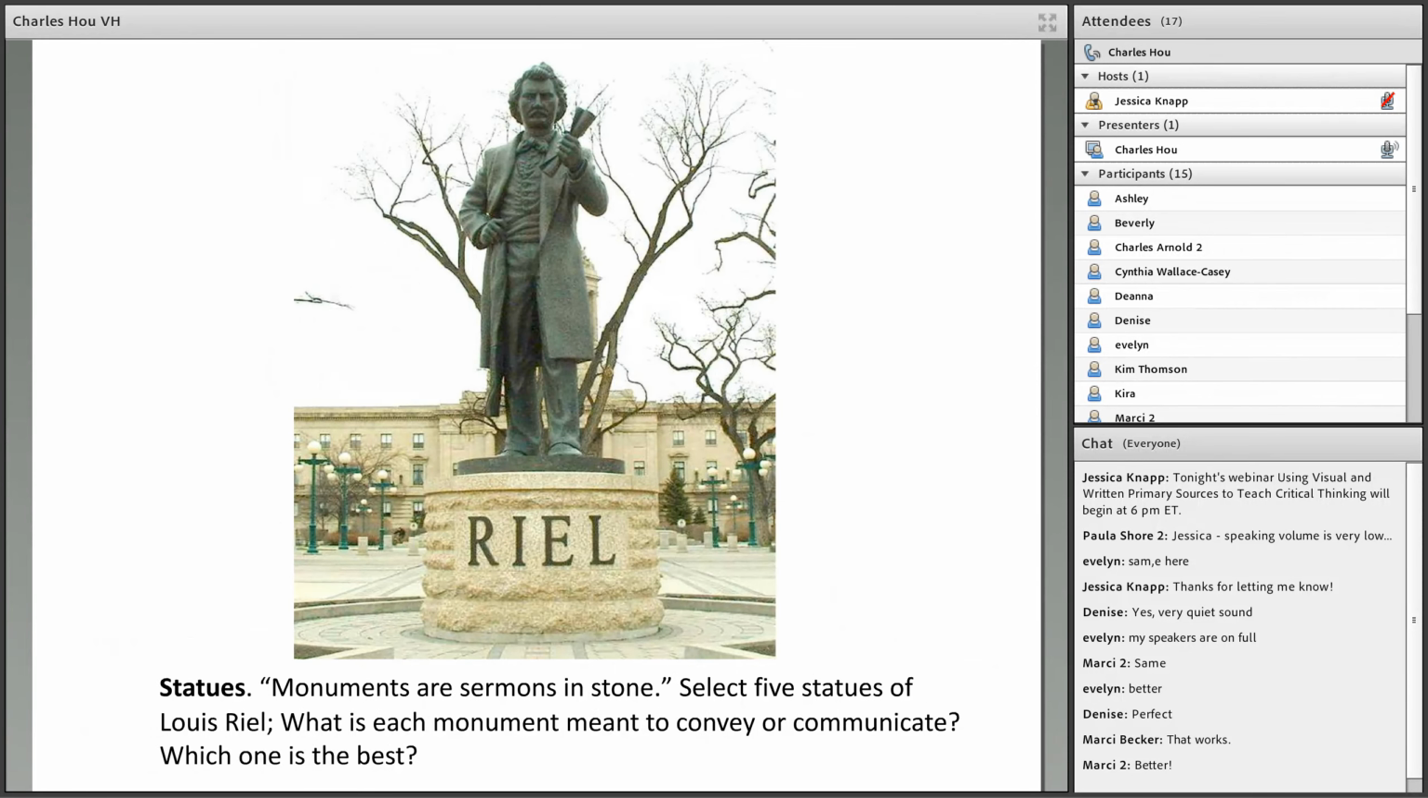If you want, I've got photographs of all 5 statues of Riel. You can do the 5 W's if you want on these statues, or here's a suggestion. 5 statues of Riel, which is the best, communicates the best?